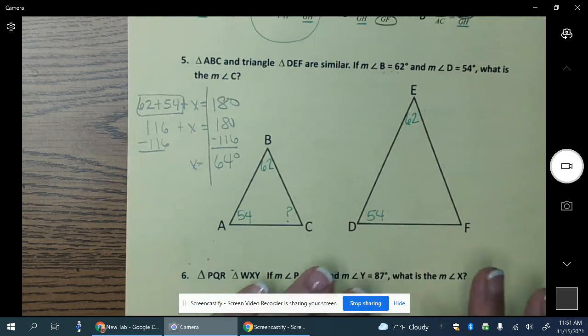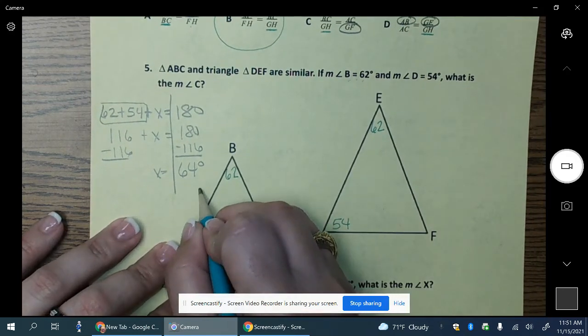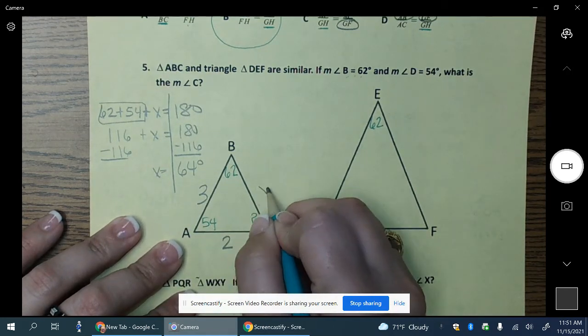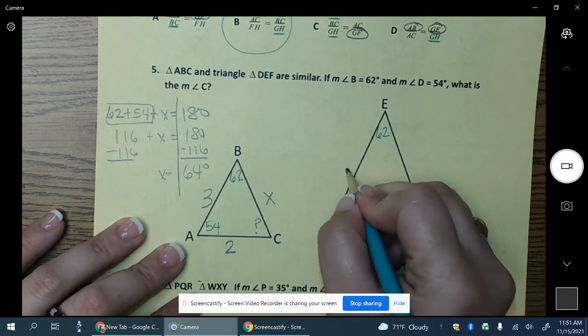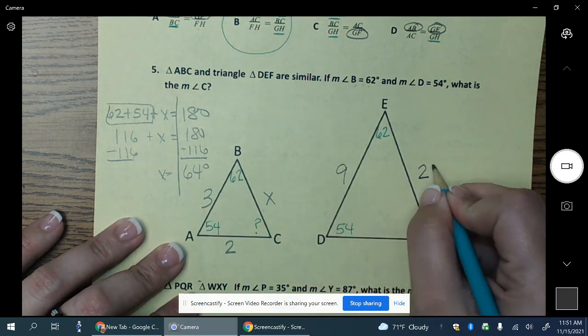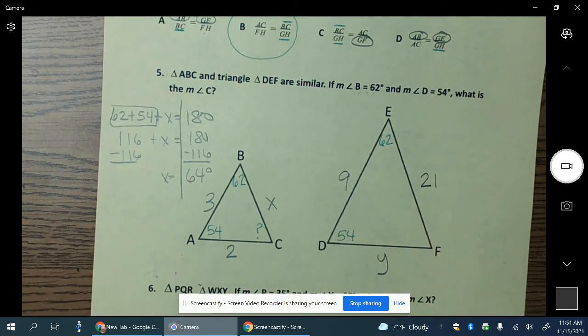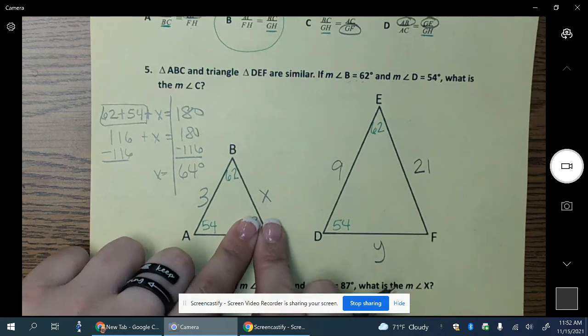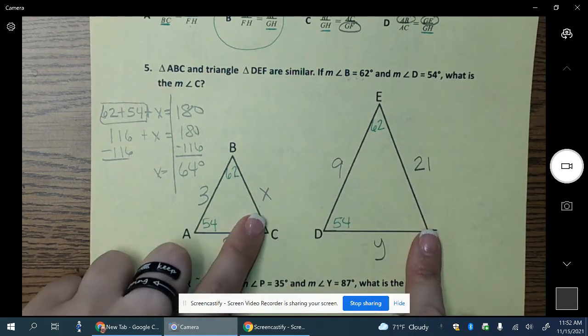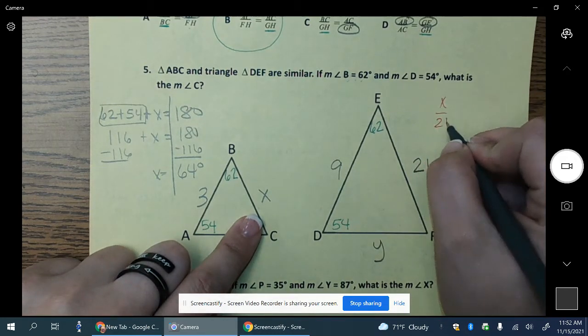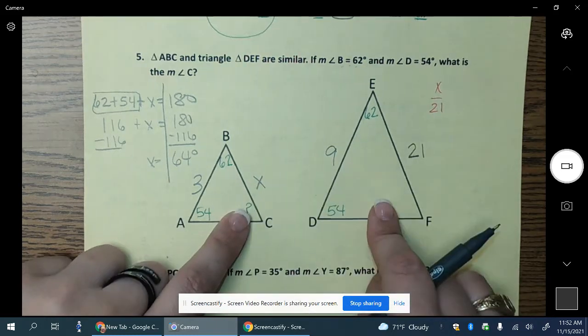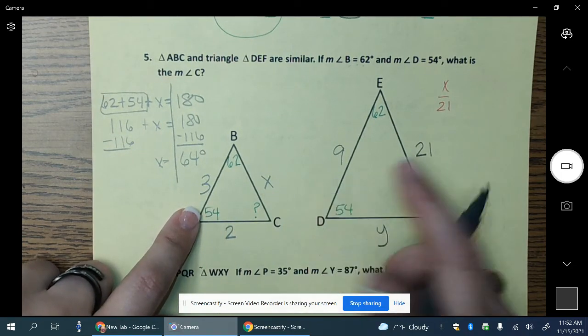Okay, last thing I want to do here on this is I'm going to tell you that this is 3, and this is 2, and this is x, and this is 9, and this is 21, and this is y. I like doing that one, so it's just like graphing the X and Y. We're just going to solve for the missing piece, because these are not right triangles. Okay, so I want to solve for x. So what number is in the same place on the second triangle as x? 21. So I'm going to put x over 21. So you find it, and you find its friend on the other shape. Now, we have 3 here. What's in the same place on the other triangle? 9.